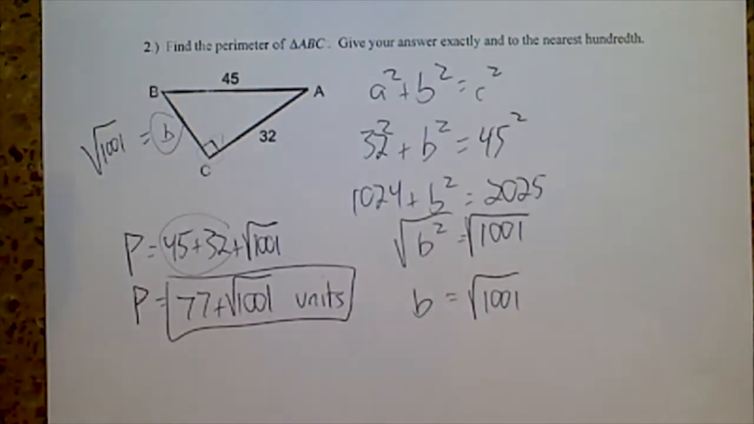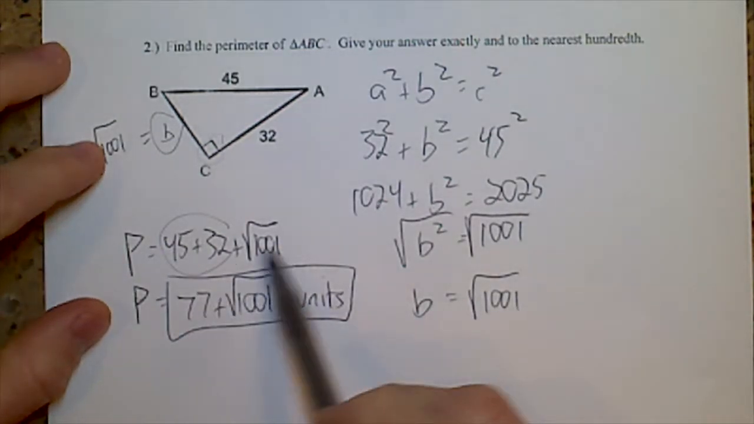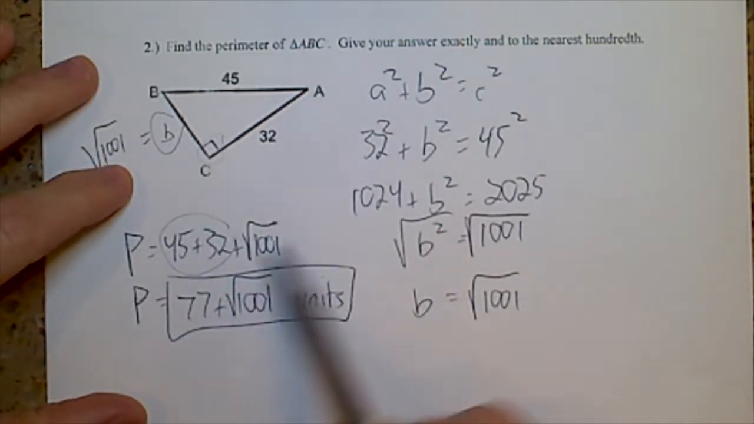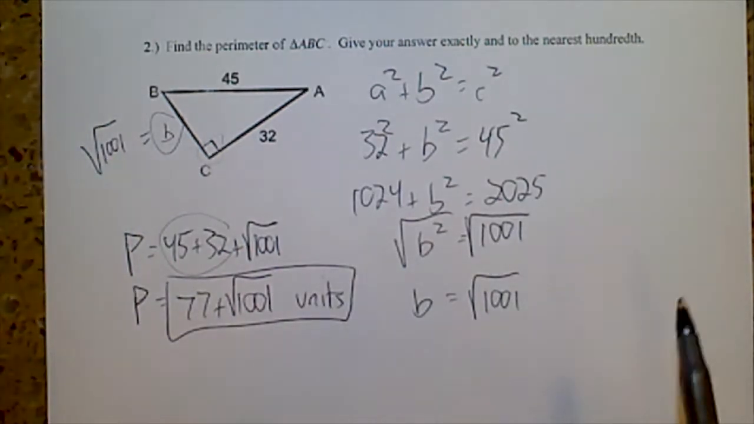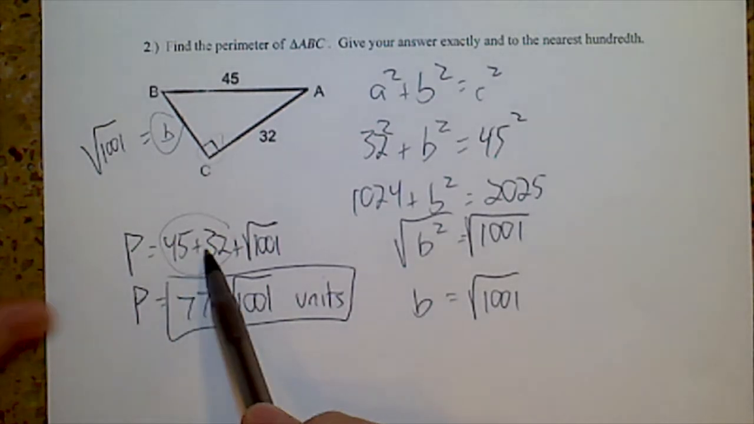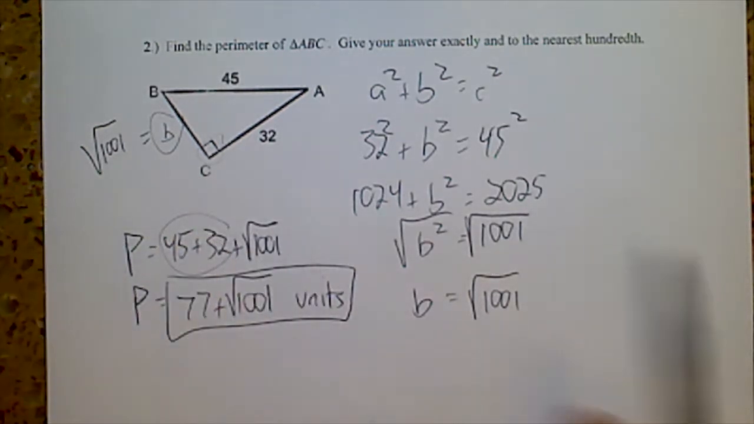Okay. Some people will try to combine all three of these. These are like apples, these are like oranges. Right? I can't add 5 apples to 10 oranges. It doesn't make any sense. Same thing here. Numbers outside the radical can be added together. Numbers in the radical can be added together, but I can't add numbers outside the radical with numbers inside the radical. They're different. Okay. So this would be your exact answer.